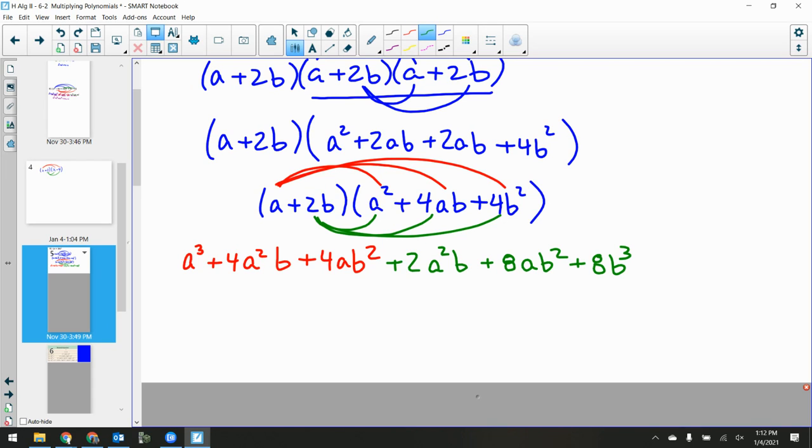And now we combine like terms. That gets me an a to the third. I like to go in descending order when there's more than one term, more than one variable. I go in descending order of the first variable alphabetically, so I'll go with the a's. So I'll find my next a squared. It looks like it's an a squared b, and an a squared b. So it looks like 6a squared b.